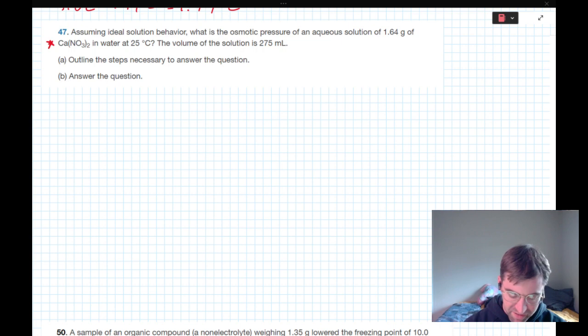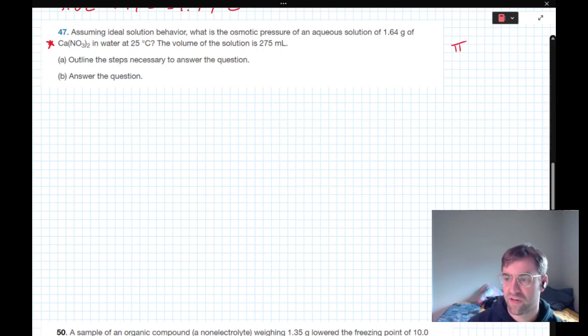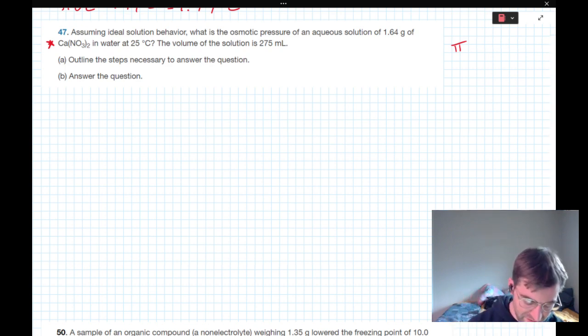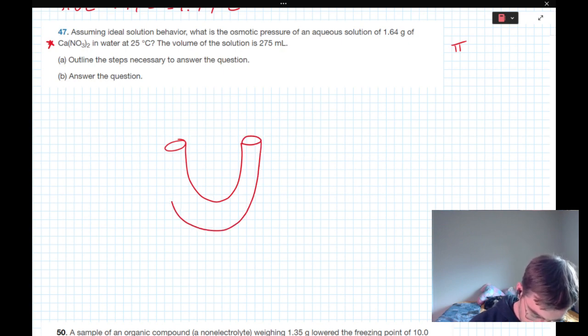So we're solving for something a little bit different here, and I'm going to put the equation off to the right. This is our symbol for osmotic pressure. And the way that I think about this is in the classic example, you have a U-shaped tube with the semi-permeable membrane in the middle. If I just flip that over, it kind of looks like this symbol.